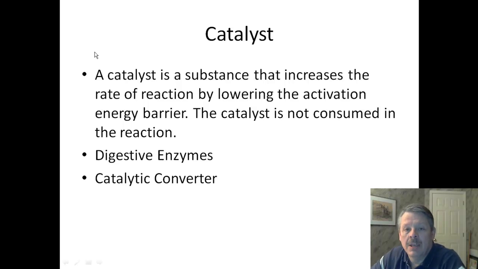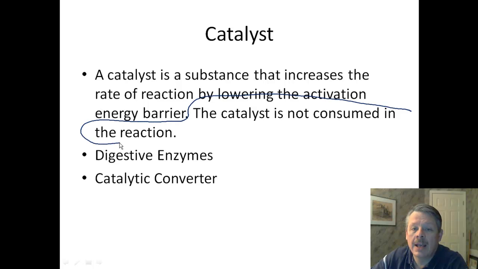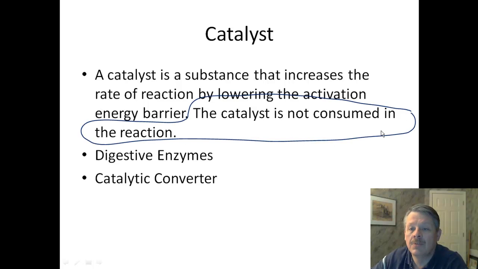Now what we can do is we can go and we can add a catalyst to the reaction. And a catalyst is a substance that increases the rate of reaction by lowering the activation energy barrier. The catalyst is not consumed in the reaction. That's very important. The catalyst is not consumed. It's still there, right? So if you think of your body, inside our stomachs, we have some digestive enzymes that help us digest food. If they weren't there, we would not be able to adequately digest the food to be able to get enough energy to live.